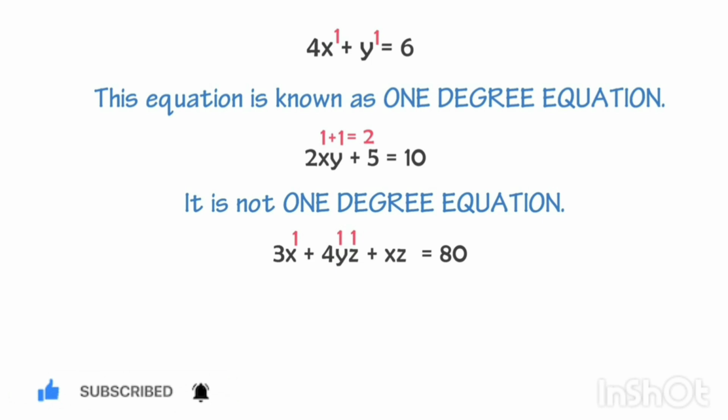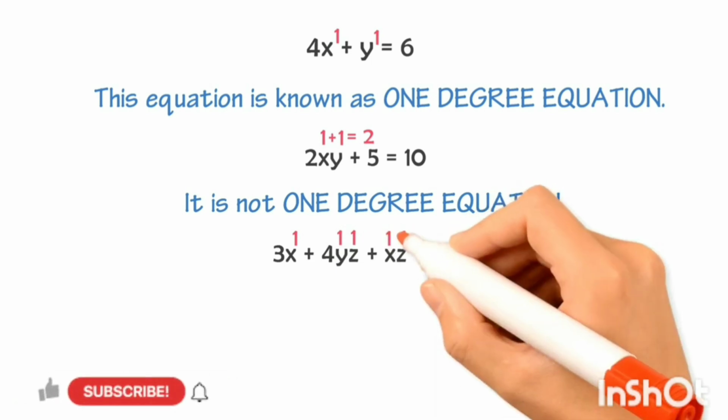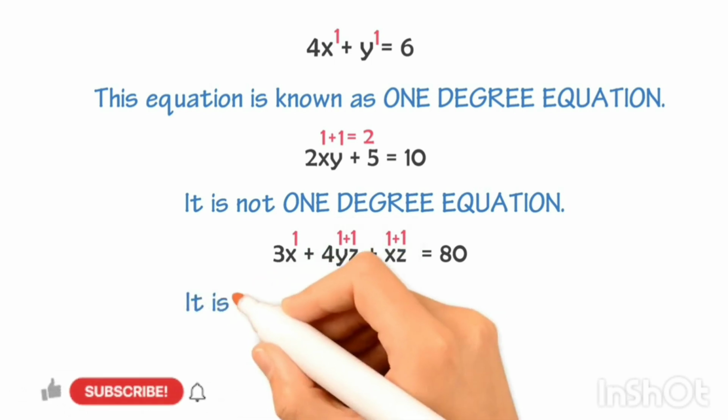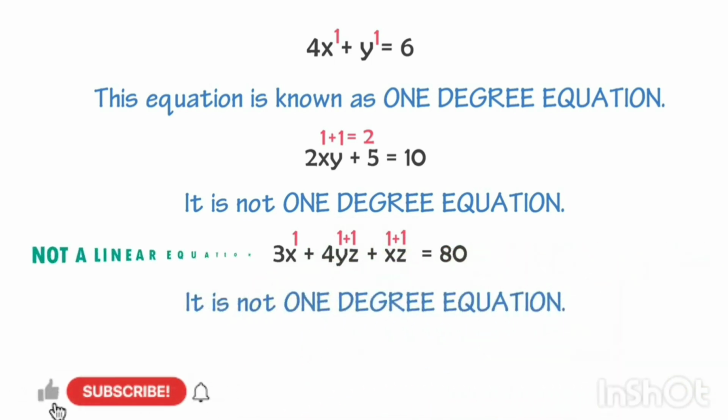The power of x in the third term is 1 and the power of z is also 1. Hence 1 plus 1 is equal to 2. Thus the power of the third term is also 2. So we can say that the highest power of this equation is 2. Hence it is neither a one-degree equation nor a linear equation.